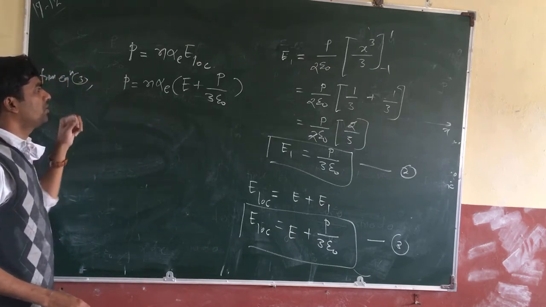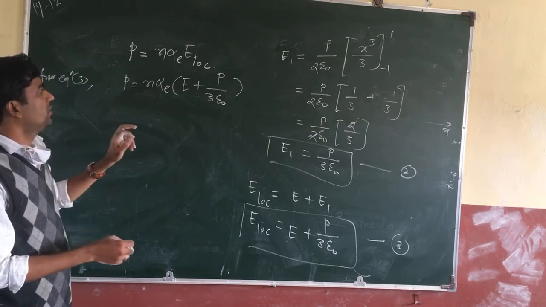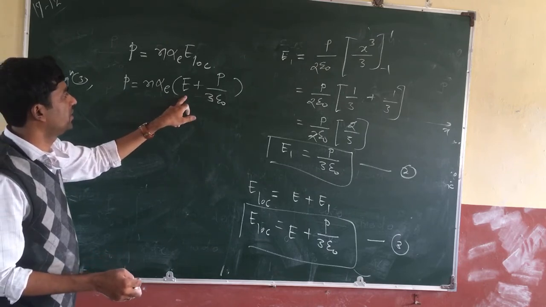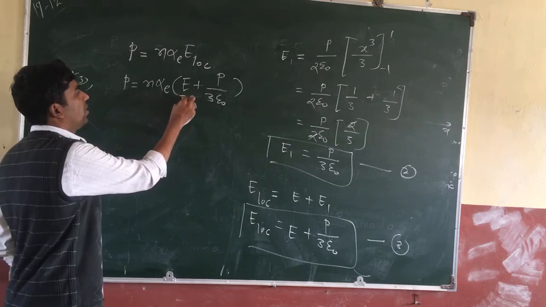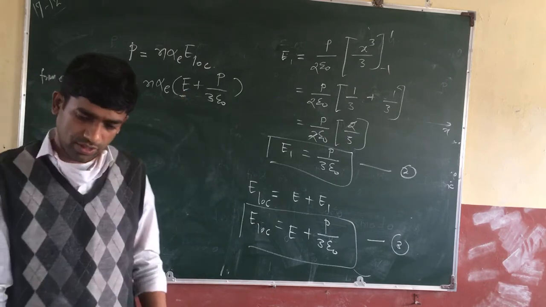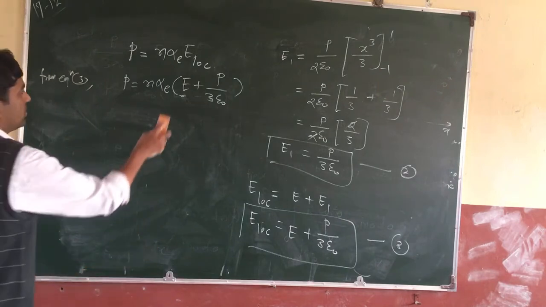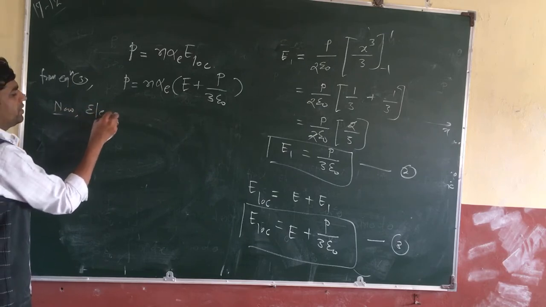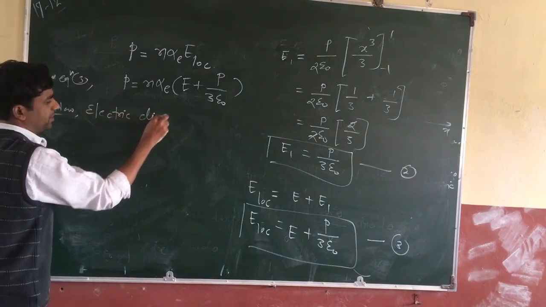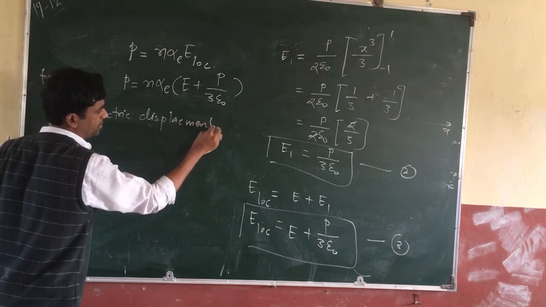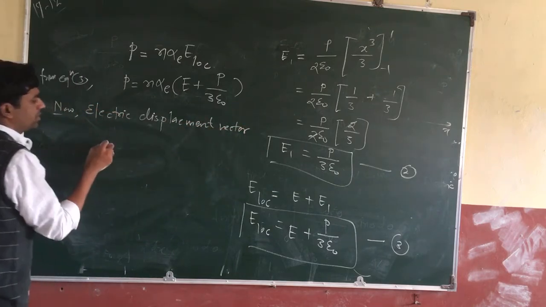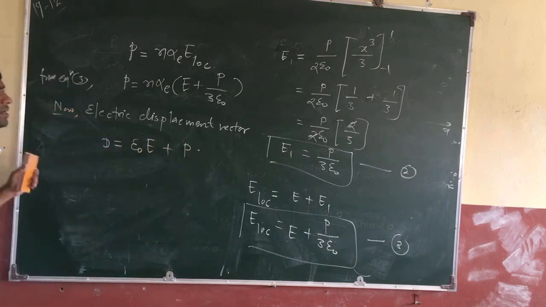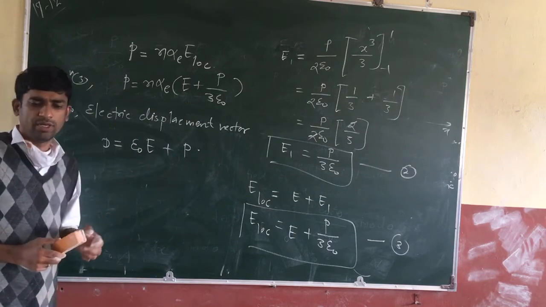So now from this equation, what is the E? P is there. Then here I have to find out the value of E. How to find out the value of E? That is important. So this we have to do by the electric displacement vector. What is the electric displacement vector? D is equal to epsilon naught E plus P. Okay, that is the equation for the electric displacement vector.